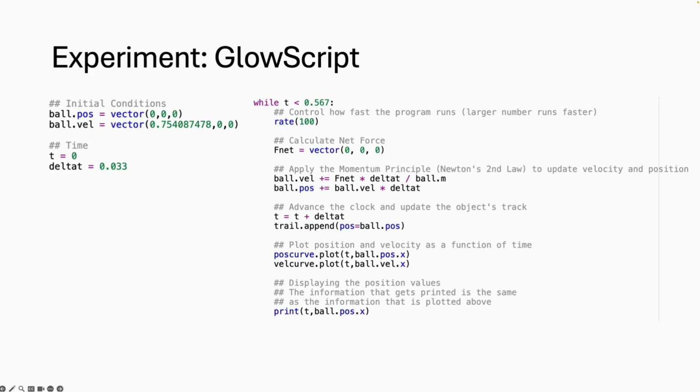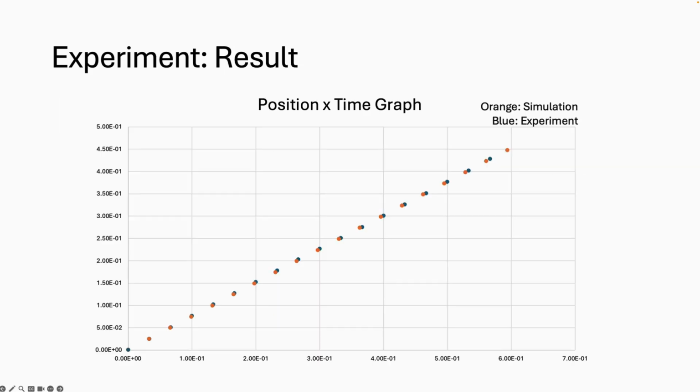Then we add that net force times delta t over mass to the ball's current velocity. And since the force is 0, velocity should not change at all. And then after that, we update the position by adding the ball's velocity multiplied by delta t. And after the ball's position is updated, we update the time, and repeat this process until time is more than or equal to 0.567 seconds.